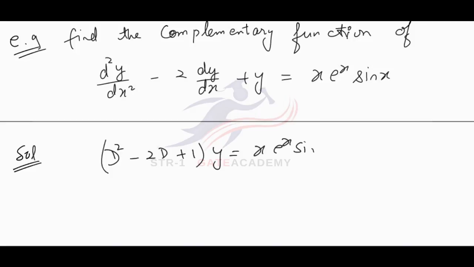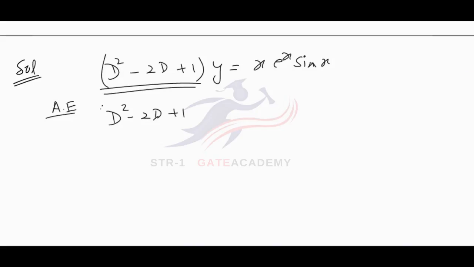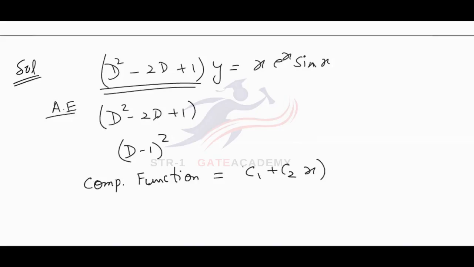This is a function of x. This we know, not to get disturbed, right? So solving the auxiliary equation, d square minus 2d plus 1. If I solve this, what will I get? I'll get d minus 1 the whole square. So the complementary function is nothing but c1 plus c2x into e raised to 1x, the minus will become plus, right?